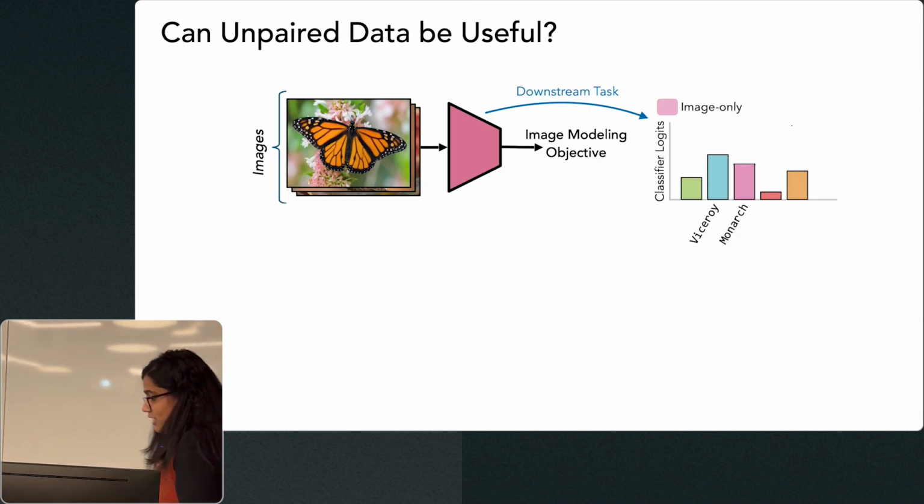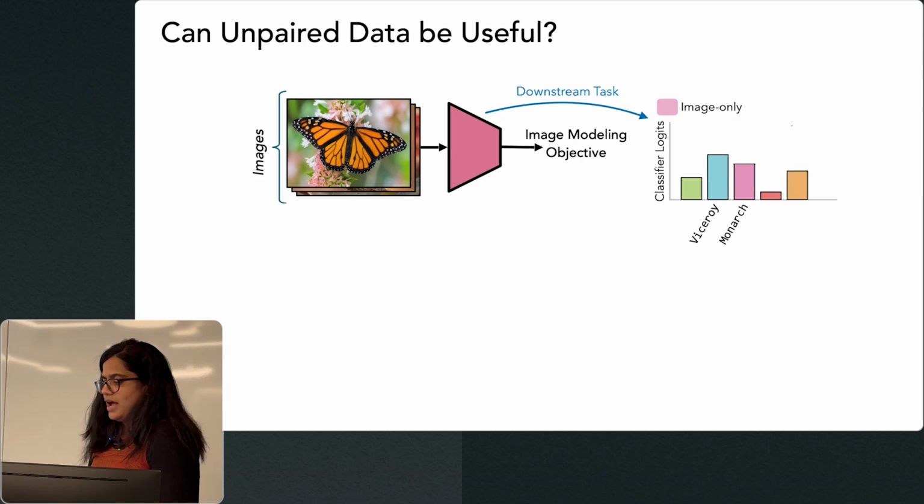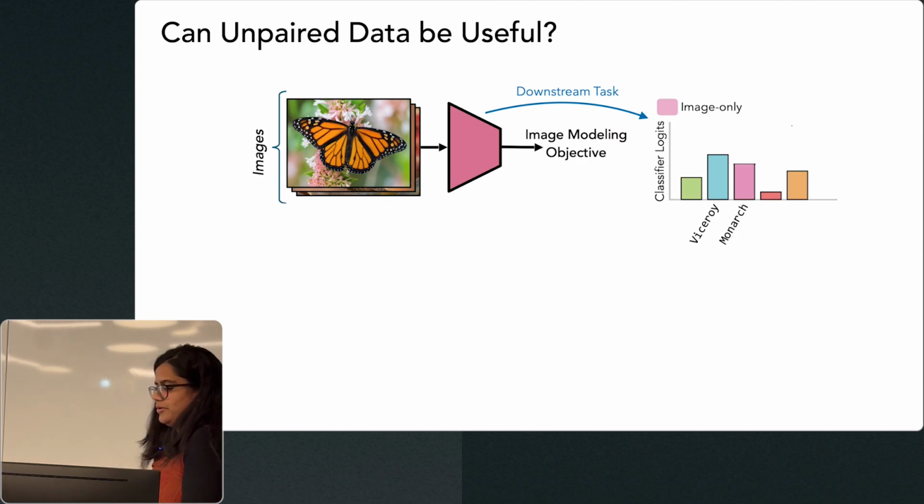So some of you might be thinking that how would unpaired data actually be useful in this case? If I have a task which is based on images, what kind of unpaired text data would actually be helpful? And if we don't know any pairings, how can we extract the information? So this particular slide gives an intuition about that.